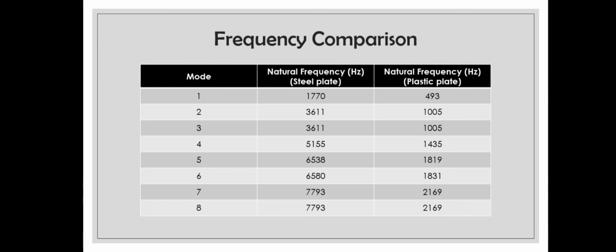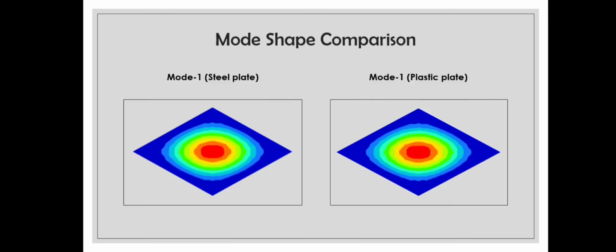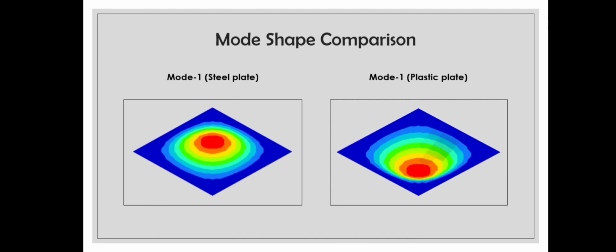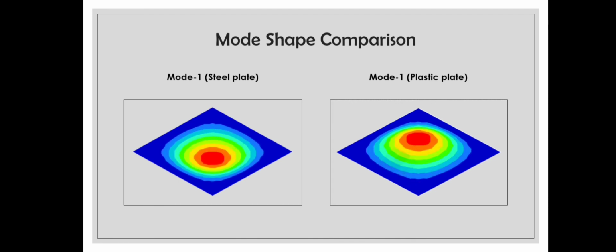But in addition, what about the mode shapes? Well, the mode shapes can change or cannot change, because we're altering the structural property. If we alter the boundary conditions, we're very much certain that the mode shapes will change, but let's have a look at it anyway. So this is the mode shape comparison. On the left side, you see the mode shape of a steel plate. On the right side, you see the mode shape of a plastic plate.